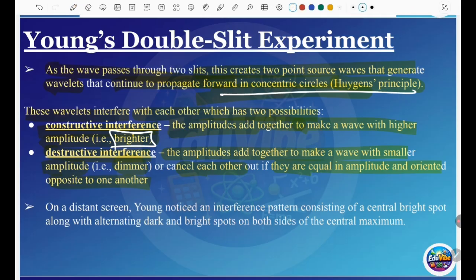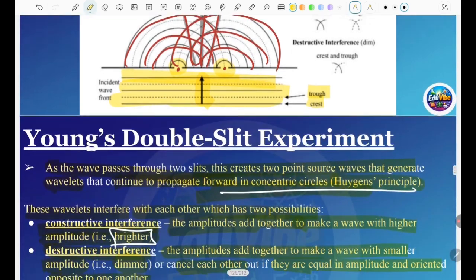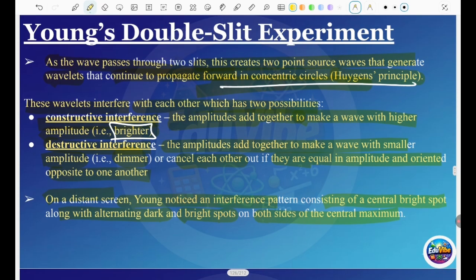On a distant screen, you notice that the interference pattern consists of central bright spots. You can see these are the bright spots over there. These bright spots have different terms to be known. The Young's slit experiment gives alternating dark and bright spots on both sides of the central maximum. So what is the central maximum? These are all terms we use in the further formulas we do.